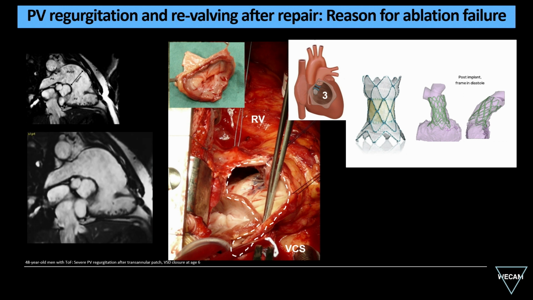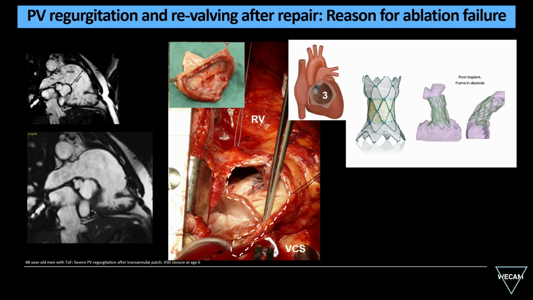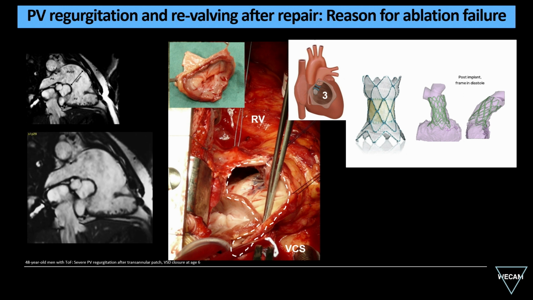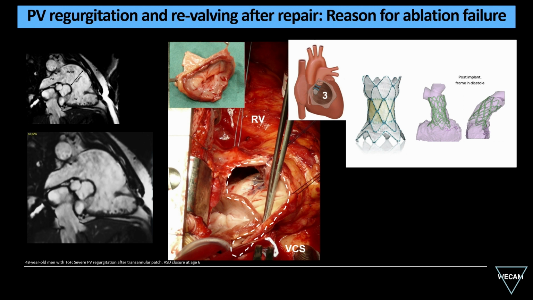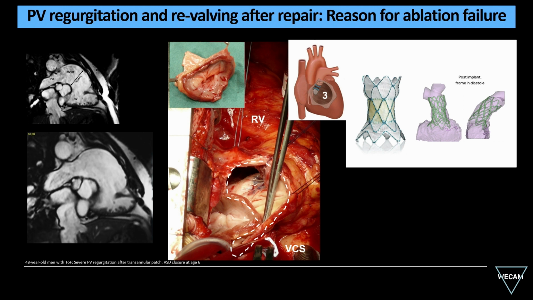So this would be the tricuspid annulus here. This is a VSD patch, and this is the suture line here of the homograft. So it's covering the entire infundibulum septum, so this area. It makes it inaccessible for ablation later on.